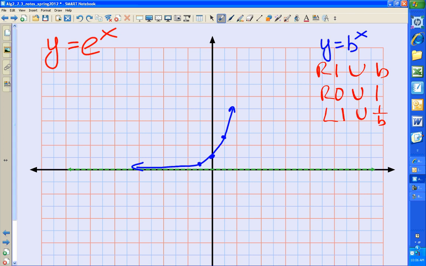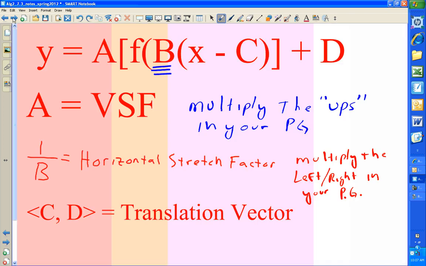Right 1 up b. Right 0 up 1, left 1 up 1 over b. Take your calculator out and divide 1 divided by e, if you can't remember what that value is going to be. Anybody have a question on this? This is a parent graph. It shouldn't be any different than what we did yesterday. The only change is that we have a variable base, but that variable stands for 2.718. We should be good to go.